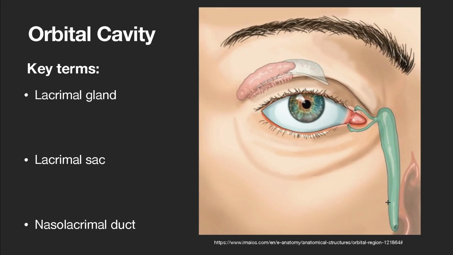Now, the importance of your orbital cavity, outside of the fact that it houses your eye, is that it acts as a sort of defense against the outside environment from getting into your eye. So the components of the orbital cavity help protect against debris getting into your eye. And the first way it does that is through your eyelashes.